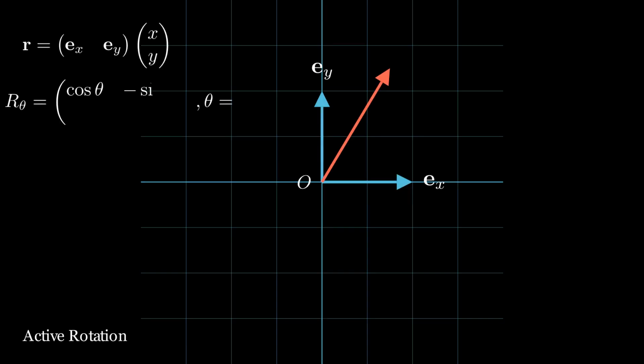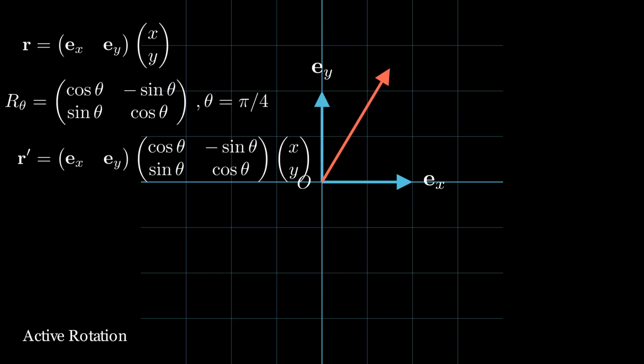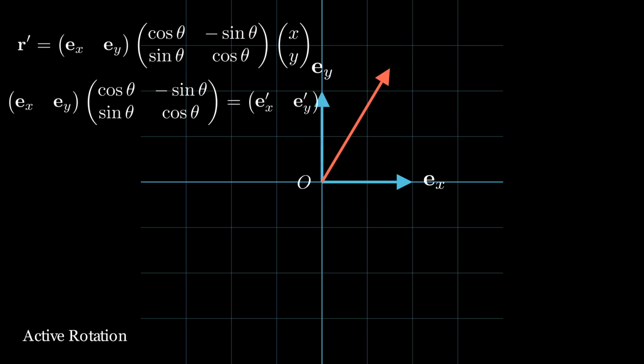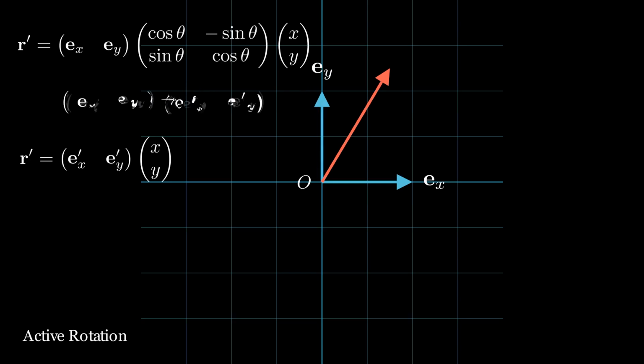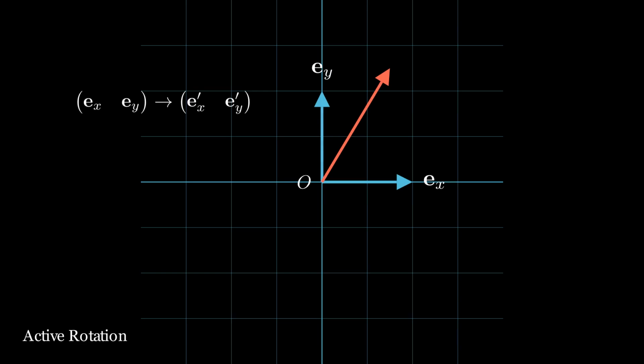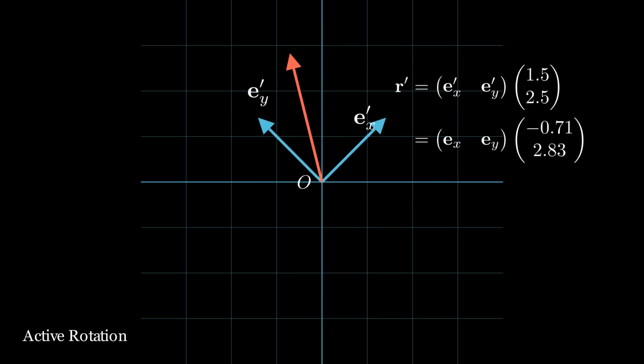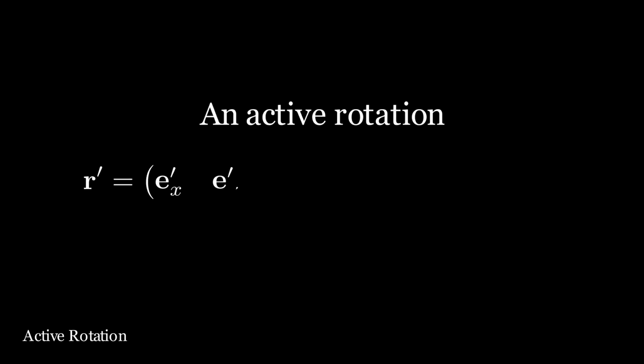Now, a counterclockwise rotation R theta about the origin can be written as follows. For an active transformation, we multiply the basis from the right by R theta, expressing it in this form. It is common to interpret this as an operation acting on the components. This is what we call an active rotation.